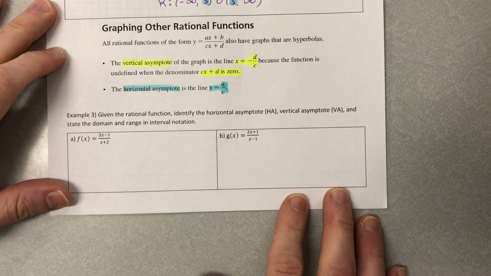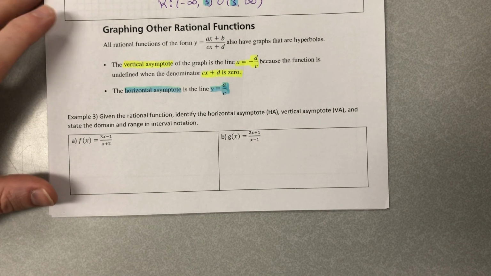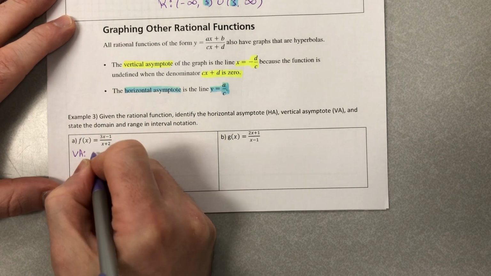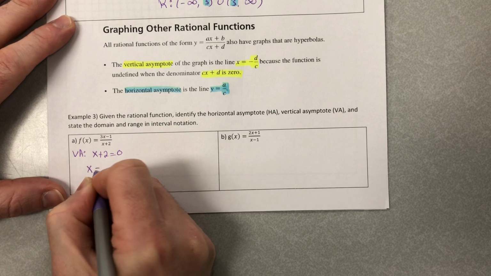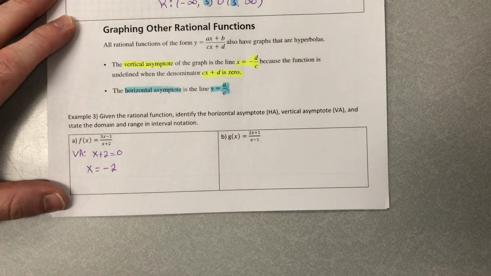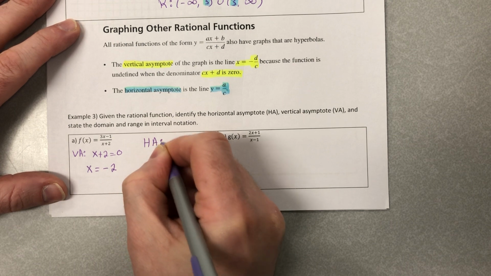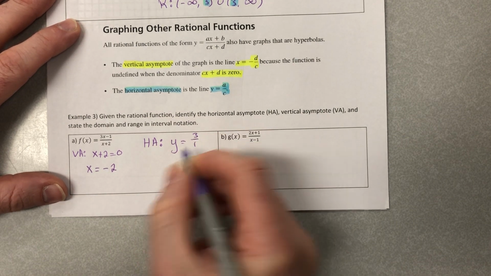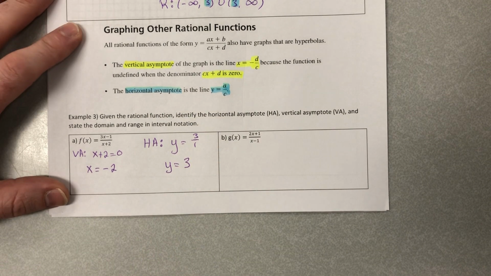All right, for our horizontal asymptote, it's the coefficients of our x's. All right, so let's start with the first one here. It says identify the horizontal and vertical asymptotes. So the vertical asymptote, to get that, we would set the denominator equal to 0. So our vertical asymptote is negative 2. Our horizontal asymptote will come from the coefficients of our x, which is 3 over 1. So our horizontal asymptote is 3.